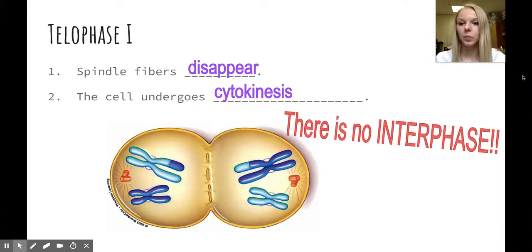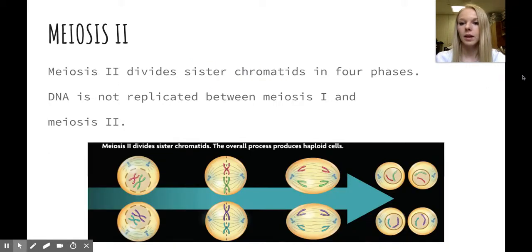In telophase I, the spindle fibers disappear. The cell then undergoes cytokinesis, so we now have two different cells. These cells are considered haploid because they've already lost one half of their chromosome set. Between telophase I and prophase II, there is no interphase. In meiosis II, sister chromatids divide again in 4 phases. The DNA is not replicated between meiosis I and meiosis II.